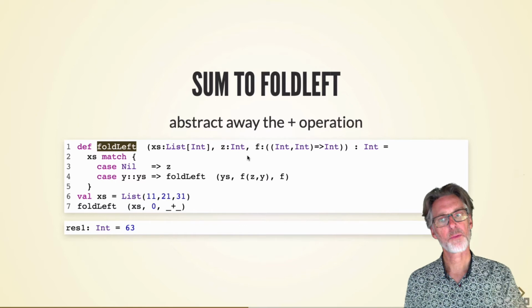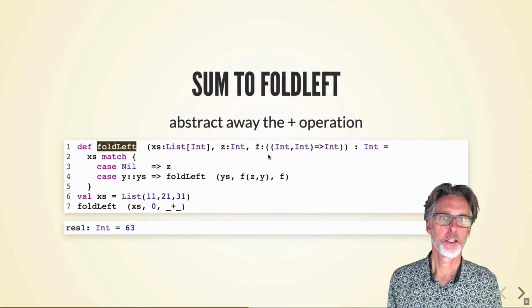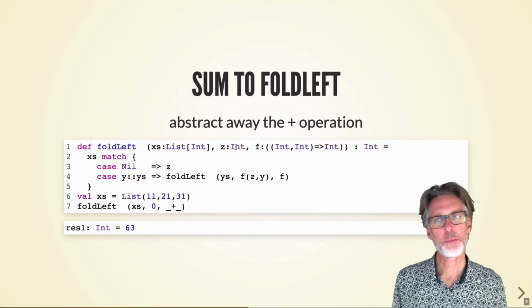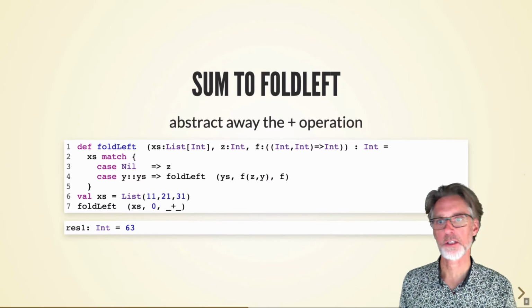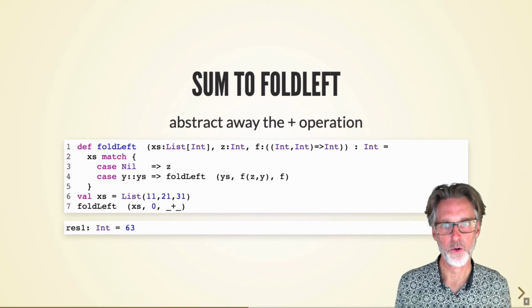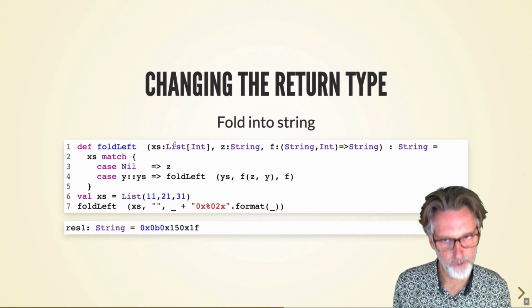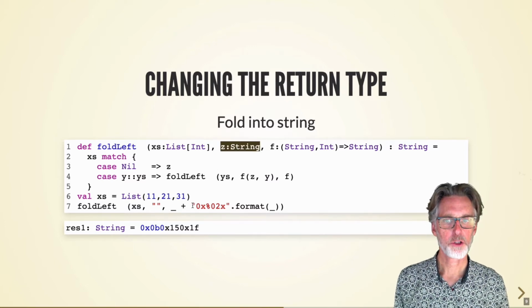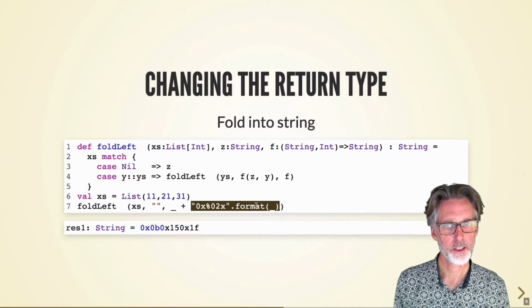Of course, once I've abstracted out the operation, I can perform different operations. So let's suppose instead of taking a list of integers into integers, let's suppose I wanted to actually print out a string of all of the integers in this list represented in hexadecimal form. I can do that by converting the output to a string. What I need in this case is a function that takes each integer and turns that integer into a string. That's what I have here.